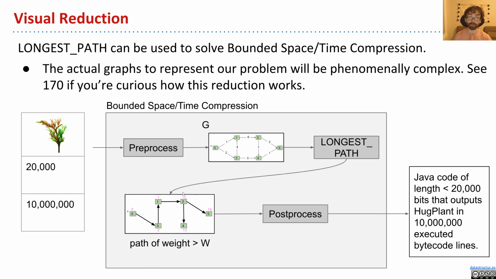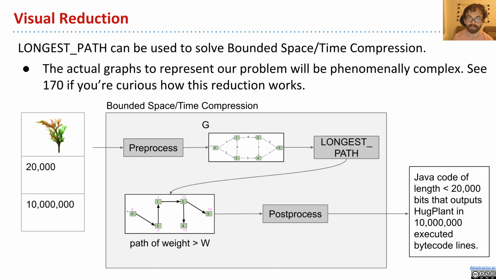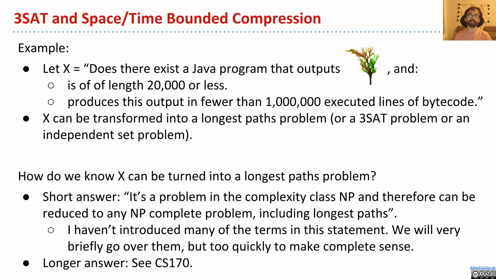Now, one thing I said earlier you might have found confusing. Why am I saying path of weight greater than W rather than longest path in the graph? I will cover that in more detail very briefly soon. Okay. So how do we know that X can be turned into a longest path problem? That is, what is this insane fact that I'm claiming? That seems preposterous. Well, I'll give you the short answer, and it's going to use jargon you've never heard.